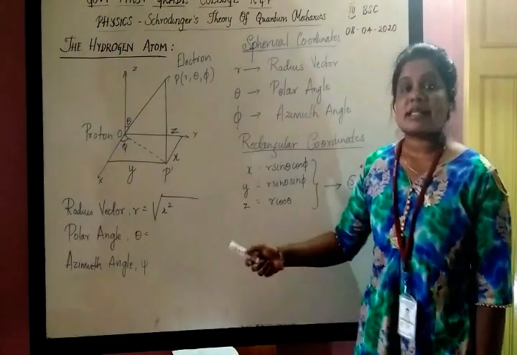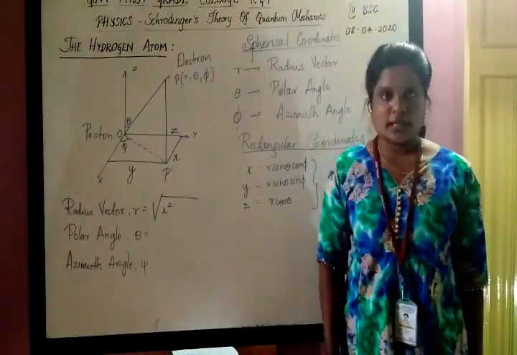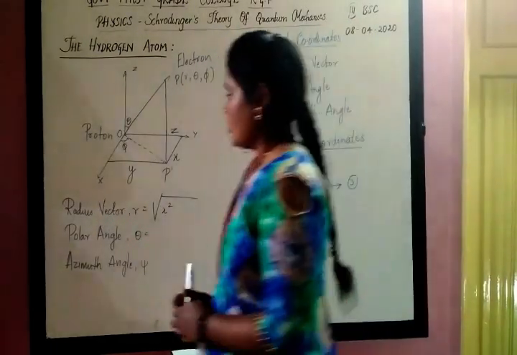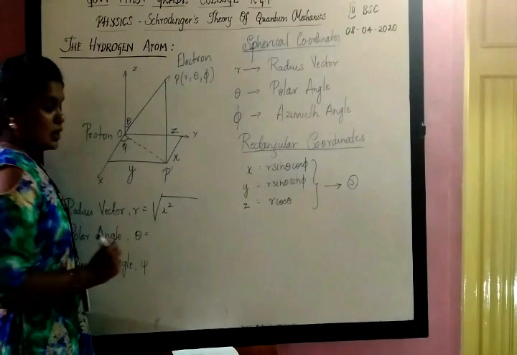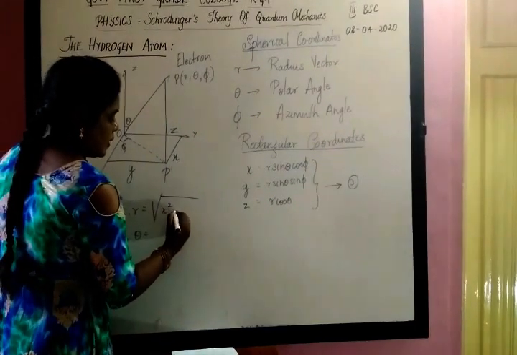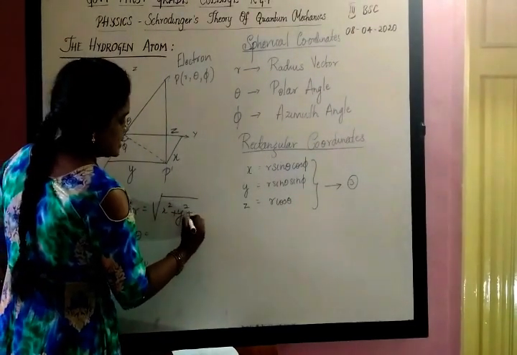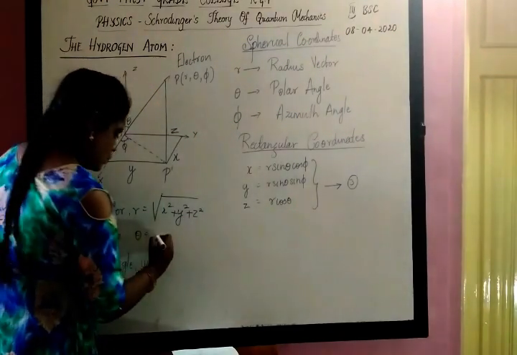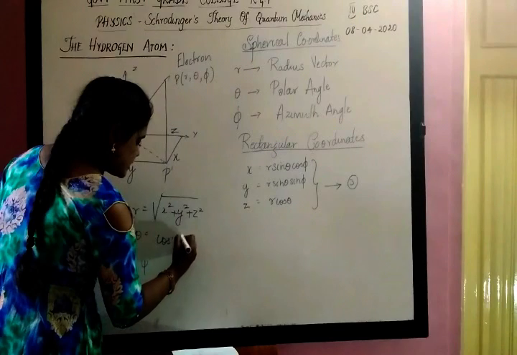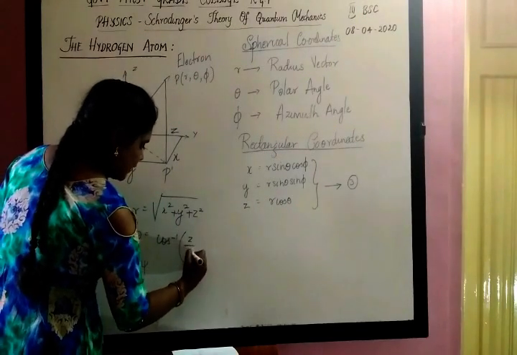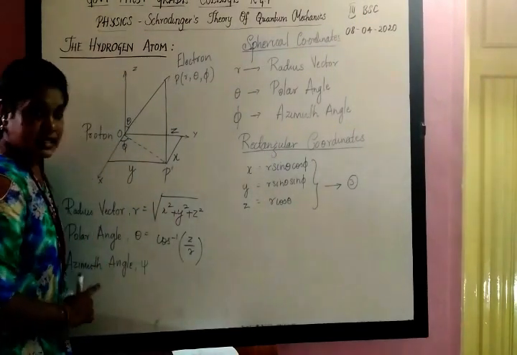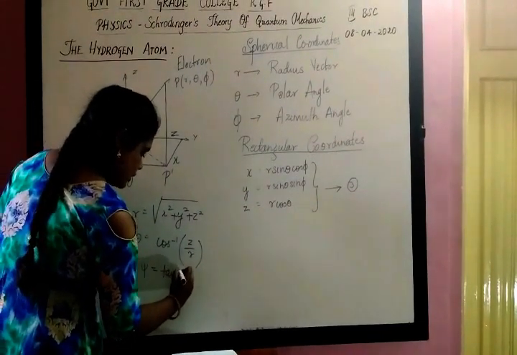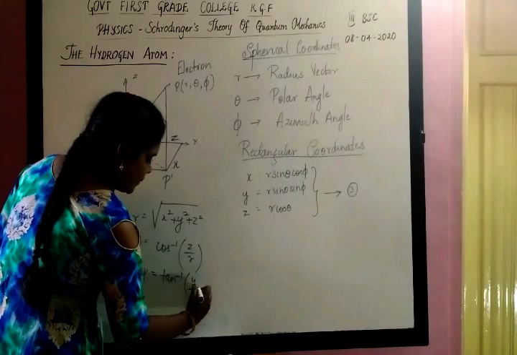Next, let us write the formulas for the radius vector, polar angle and azimuthal angle. The radius vector r is equal to square root of x square plus y square plus z square. The polar angle theta is equal to cos inverse of z divided by r, and the azimuthal angle phi is equal to tan inverse of y by x.